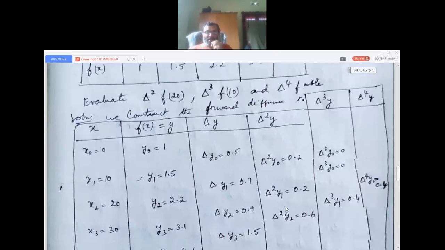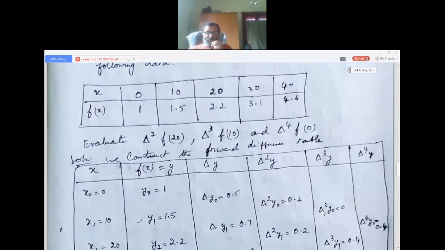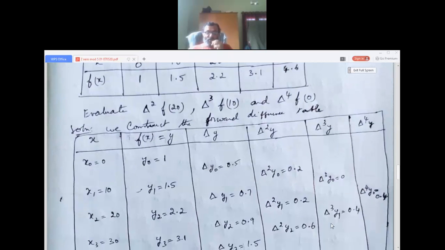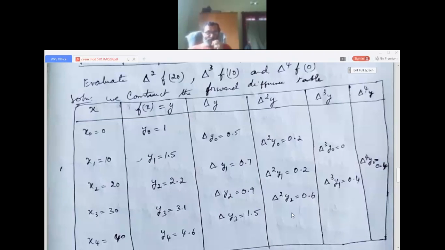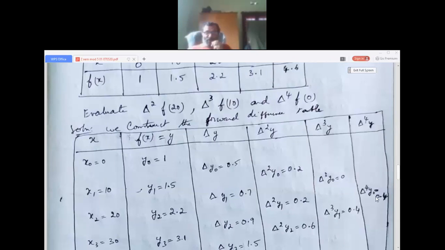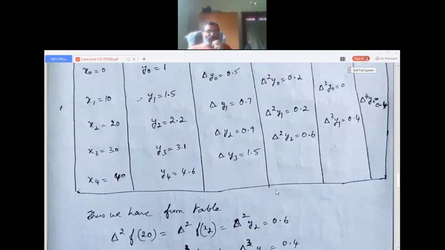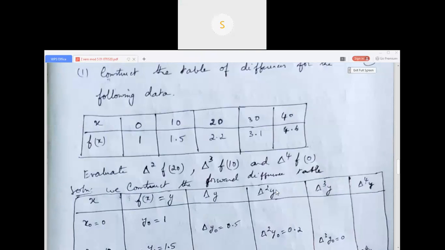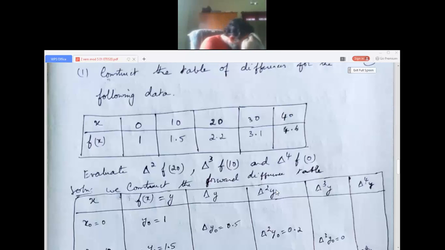It's clear. Similarly, the third forward difference, del cubed y0, is written in between these two, so it is 0.2 minus 0.2, that is 0. Del cubed y1: only two entries are there here, arising from the problem. So 0.6 minus 0.2, that is 0.4. The last entry, del 4 of y0, is equal to del cubed y1 minus del cubed y0, so 0.4 minus 0, that is 0.4. I hope you now know how to form the forward difference table. This is nothing but the forward difference table.